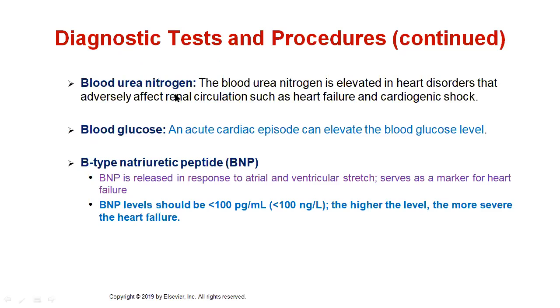Blood urea nitrogen, shortly BUN, right? So blood urea nitrogen is elevated in heart disorders that adversely affect the renal circulation, such as heart failure and cardiogenic shock. So BUN is altered if heart problem or if renal problem, right?